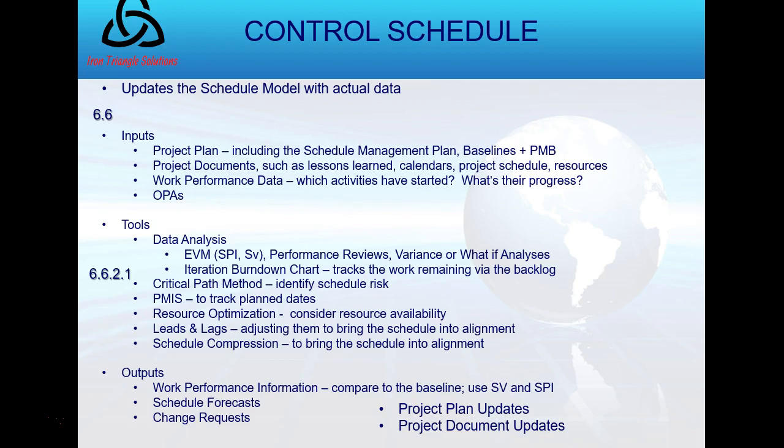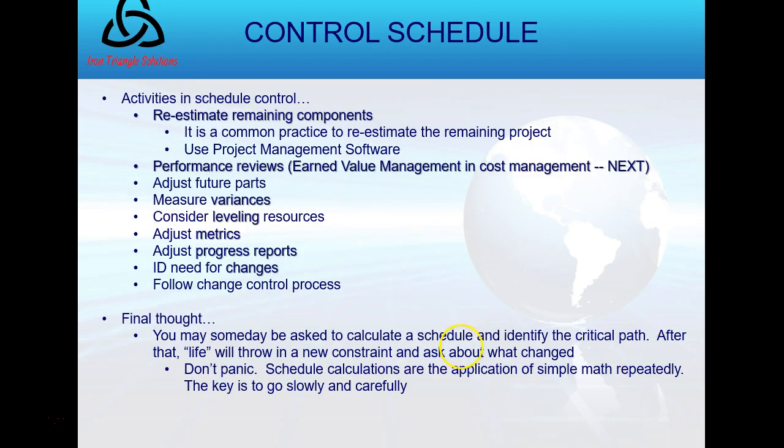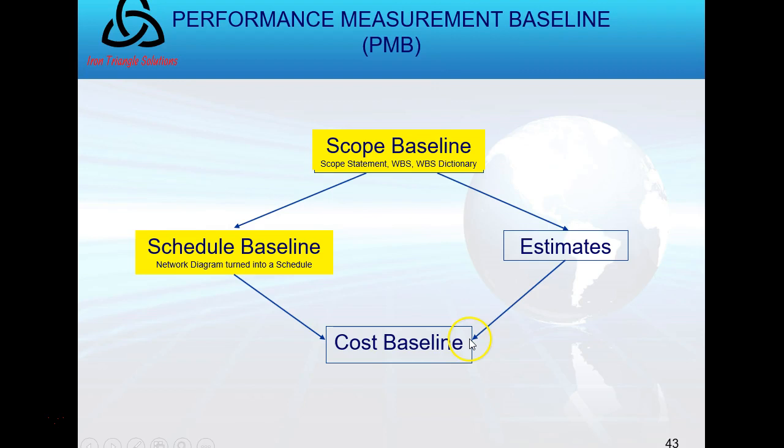And my outputs are my work performance information, which is analyzed data. The data was an input, work performance data. Now I have my information analyzed. I'm going to make forecasts based on the schedule. I'm going to do change requests, plan updates, and document updates. Okay, so some final notes on control schedule for your review.